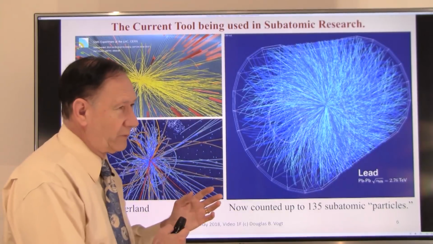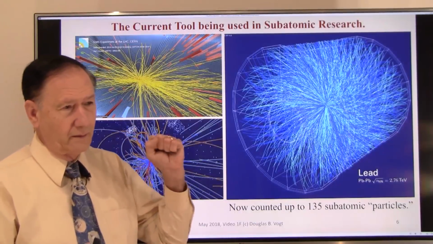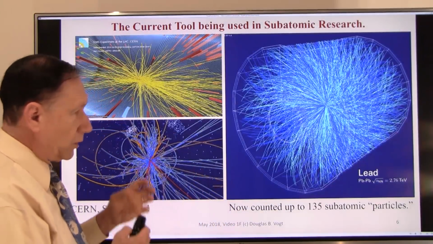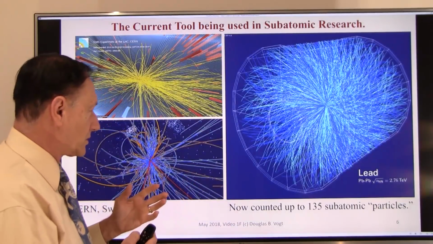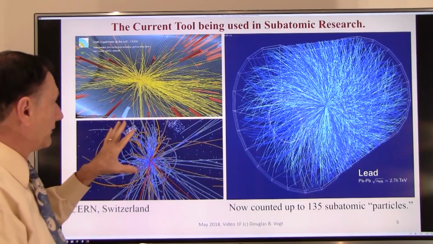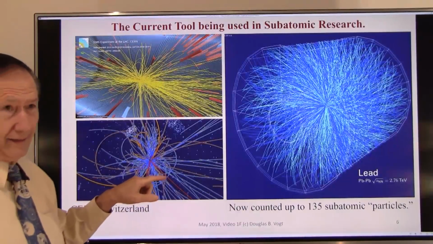Then, after they realized that if they raise the voltage, or the speed at which they hit one atom with another, it's the equivalent voltage, they'll get more tracks. Well, they did, with CERN in Switzerland. They got this stuff, and they're trying to make sense out of all these tracks. Good luck on that one.